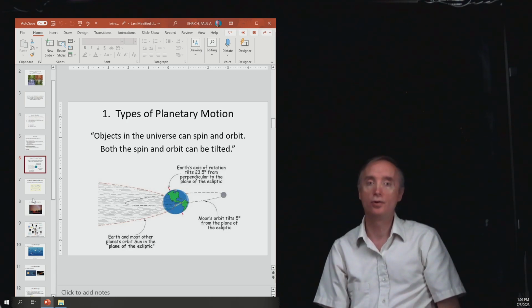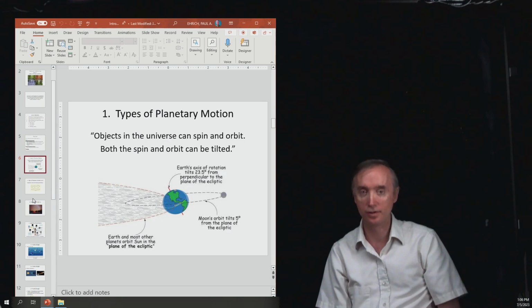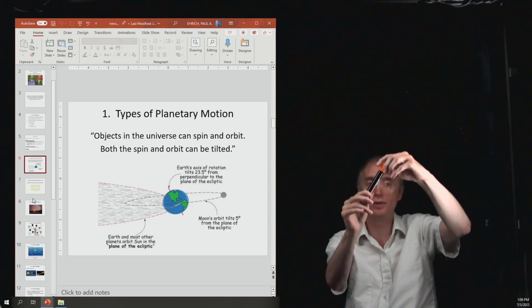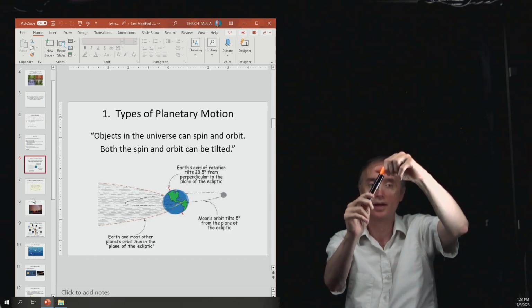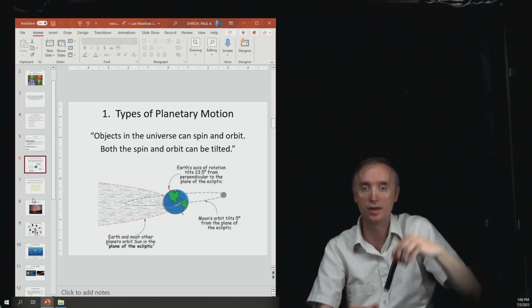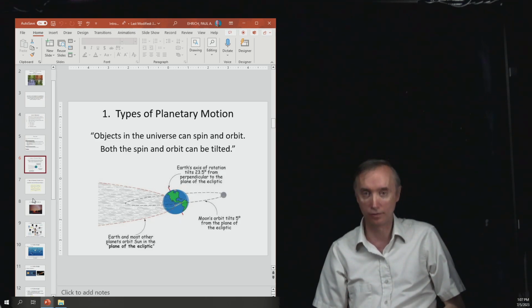So first, you need to know about the types of planetary motion. So objects spin and objects orbit. So we've talked about this already, that objects are spinning on their axis, and then objects are orbiting around something else. So the moon is spinning, the moon is in orbit around the Earth. The Earth is spinning, it's in orbit around the sun. The sun is spinning, the sun is in orbit around the Milky Way galaxy.